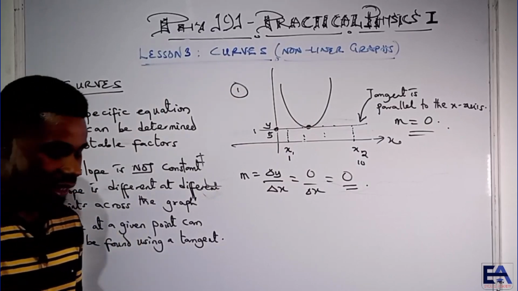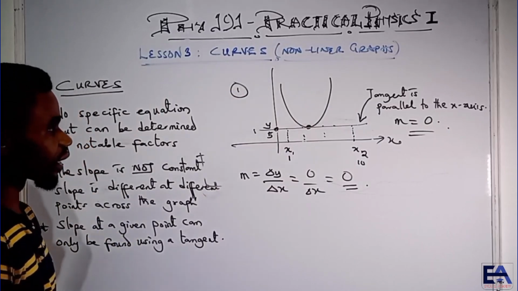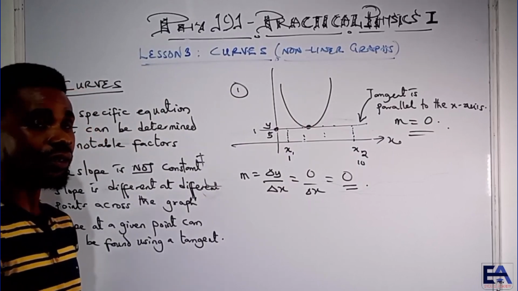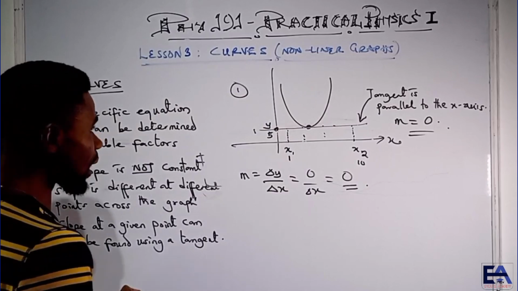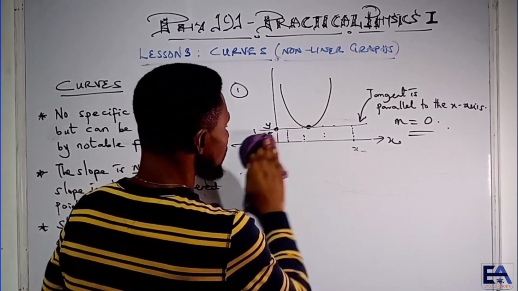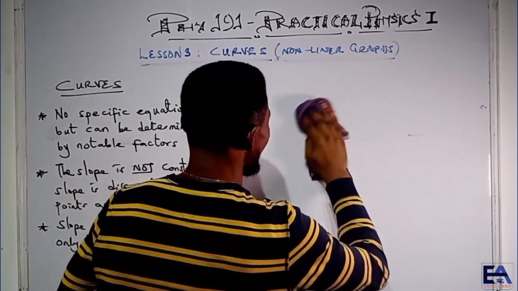All right, so let's consider another case, a case whereby the tangent is parallel to the y-axis. What happens when a straight line is parallel to the y-axis?